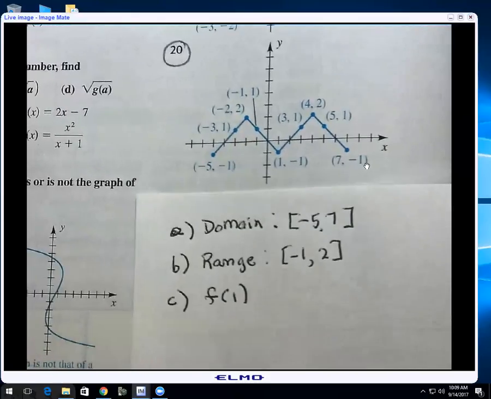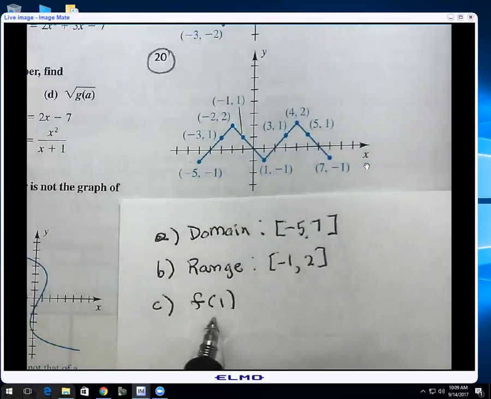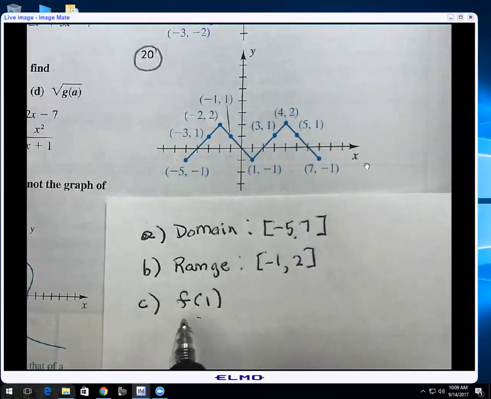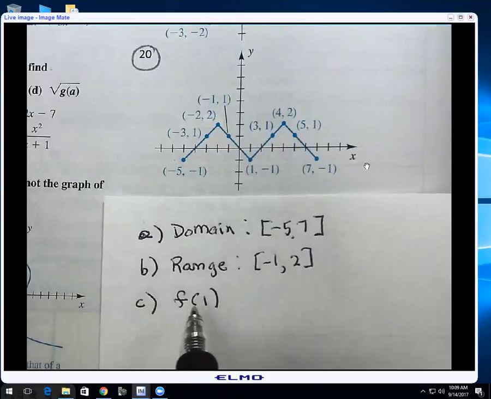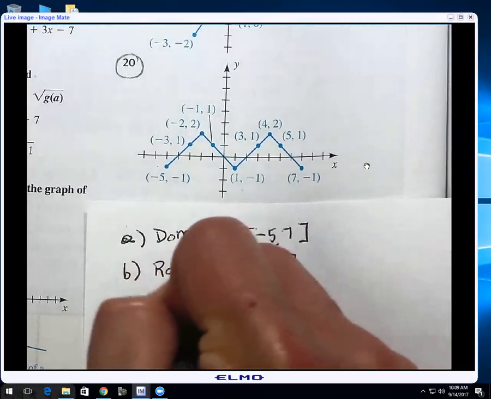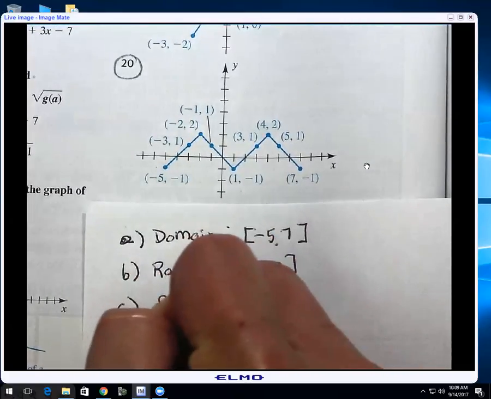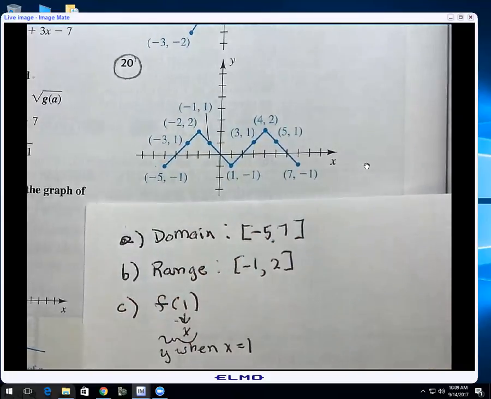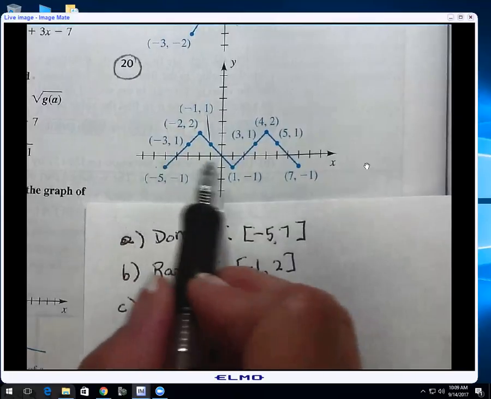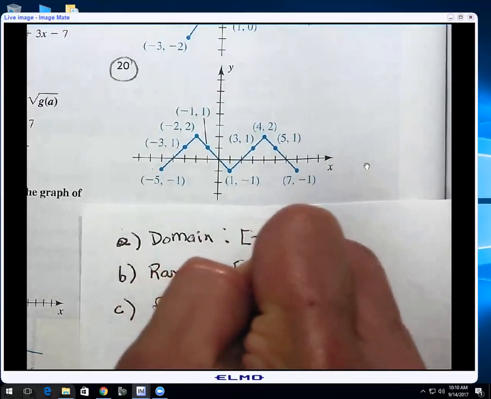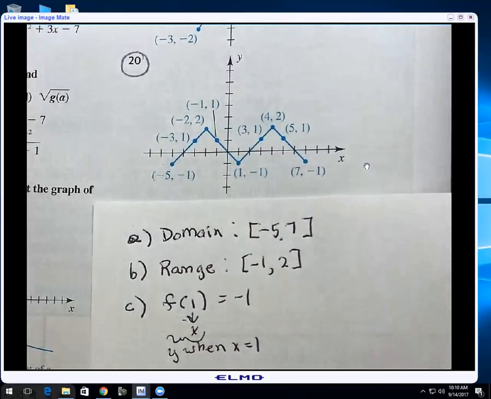Yes, that notation is giving you an x value. If I said find f of 2, you'd put 2 in the place of x, not in place of y. f of 1 means put 1 in place of x. So 1 is the x value, and f of 1 is the y value when x equals 1. So we're looking at the graph, and when x equals 1, y equals negative 1, that's the function value f of 1.